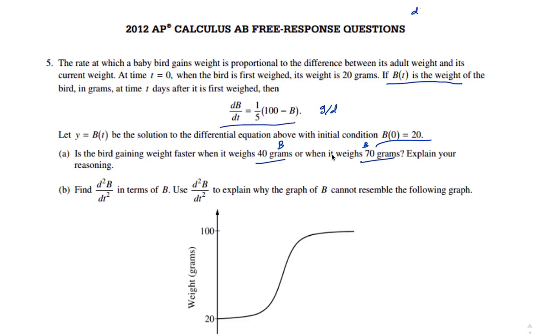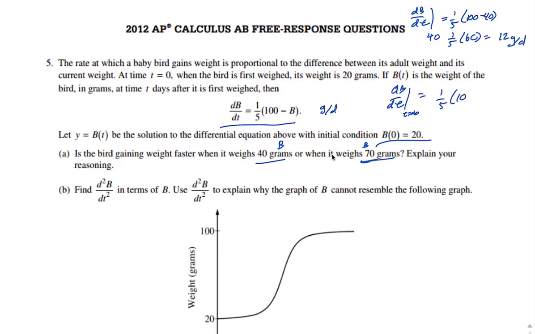So let's do dB/dt at 40. So I plug in 40: 1/5 times (100 minus 40). That's going to be 1/5 times 60, 12 grams per day. So that's how fast it's gaining weight when it's at 40 grams. So let's do the same thing for 70 grams. So dB/dt when B equals 70. So that's going to be 1/5 times (100 minus 70). So it's 1/5 times 30. So that is 6 grams per day. So at 70, it's only gaining 6 grams per day.